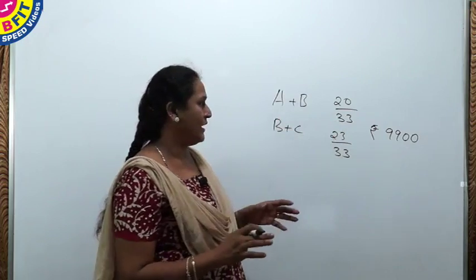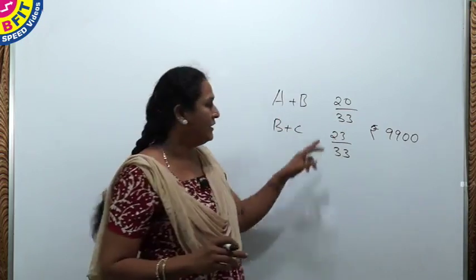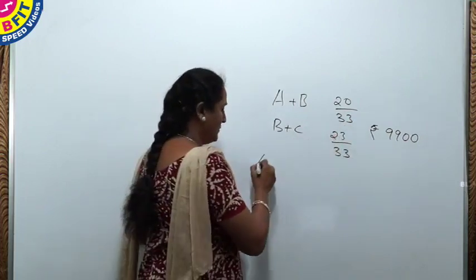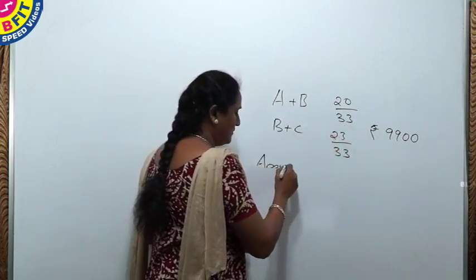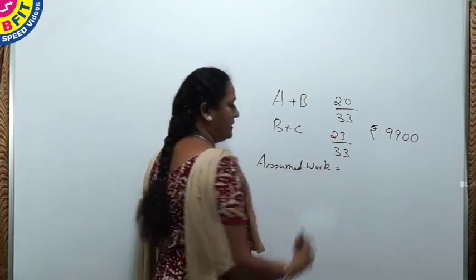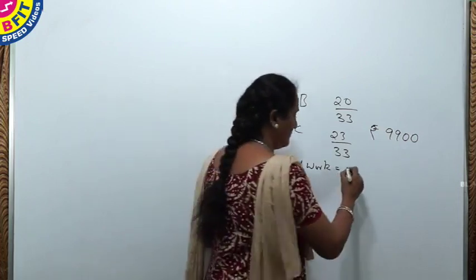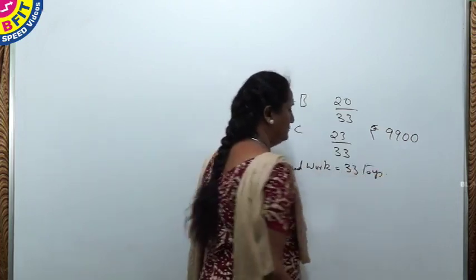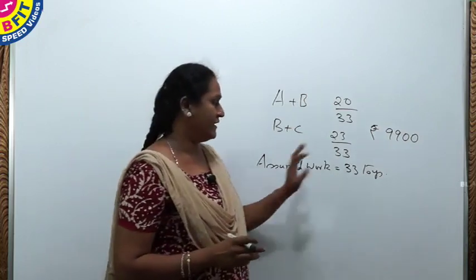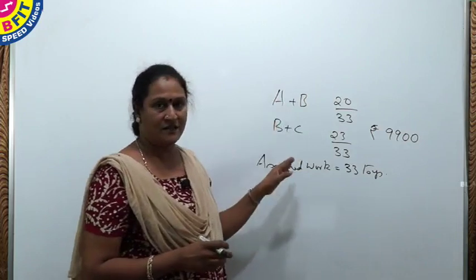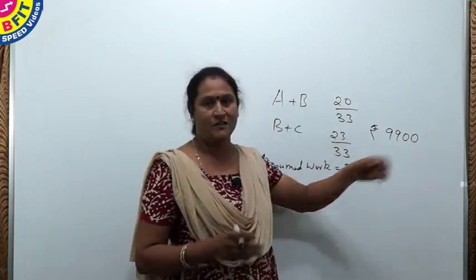So we assume that instead of taking part of a work, 33 toys have to be made. So here the assumed work is 33 toys. Total work is 33. When we find the ratio of work done by A, B and C, we can share their wages accordingly.